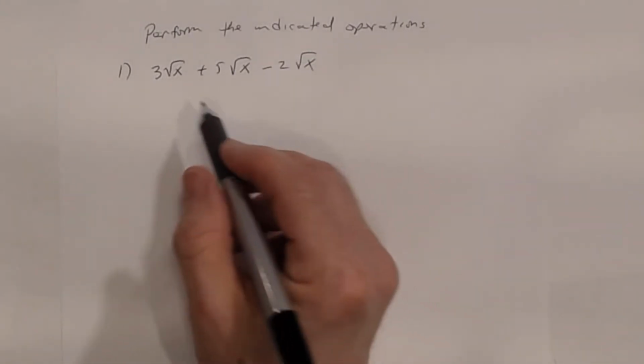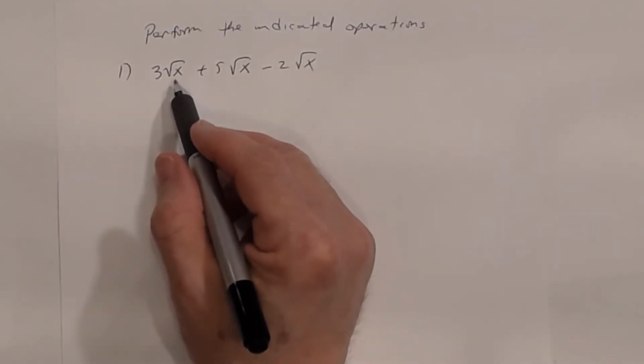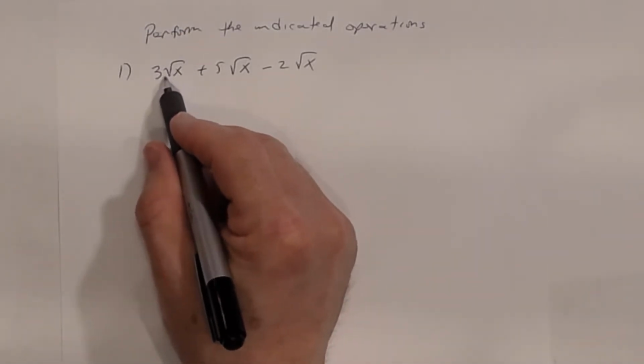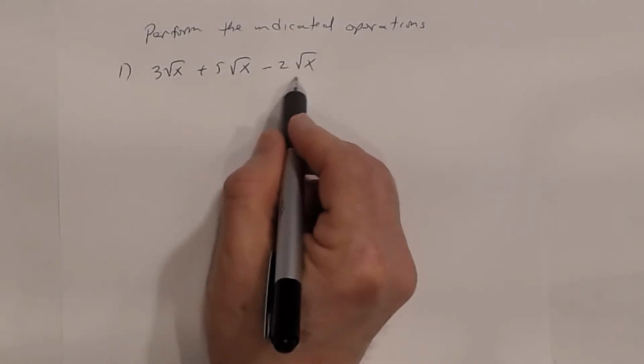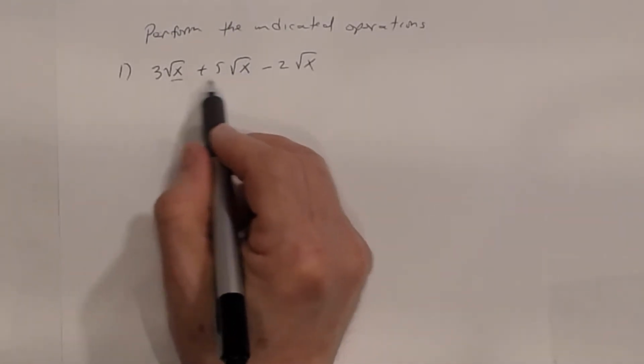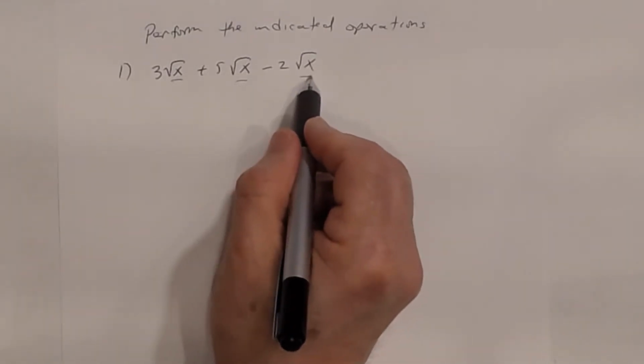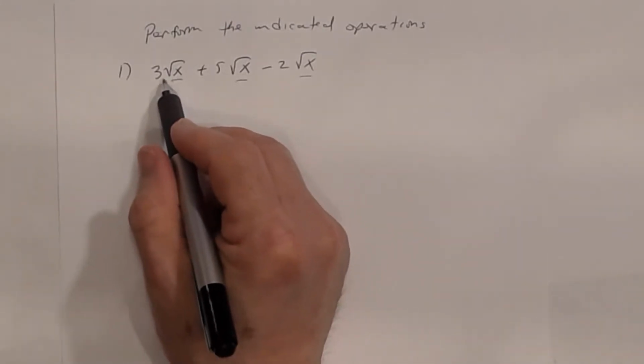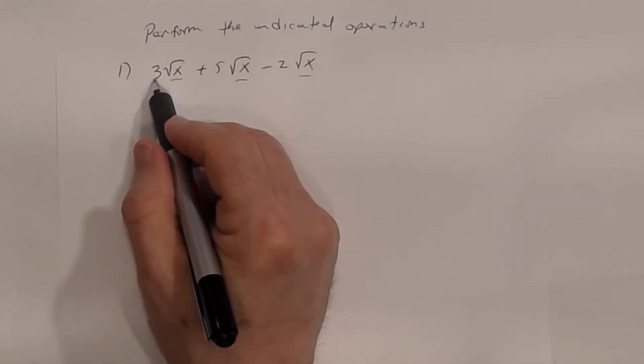Now that's the easy kind. This one's easy because notice right away you have 3 terms, 1, 2, 3, right? You have 3 terms. And all those are like terms. See, square root of x, square root of x, square root of x. So all you do is look at the coefficients of those square root of x's.